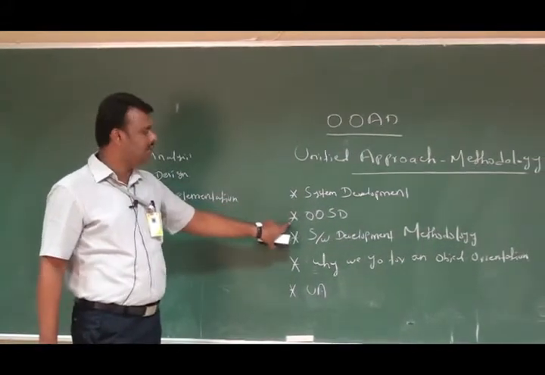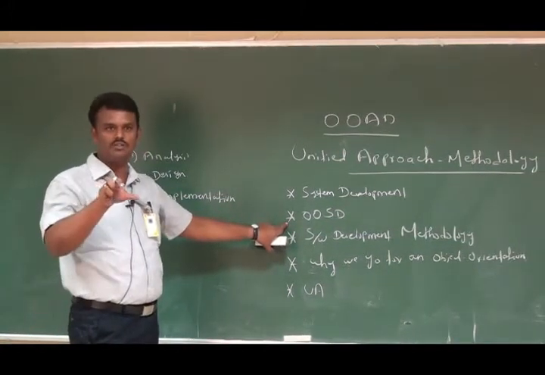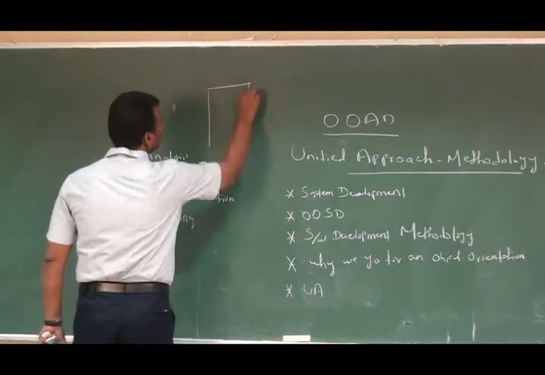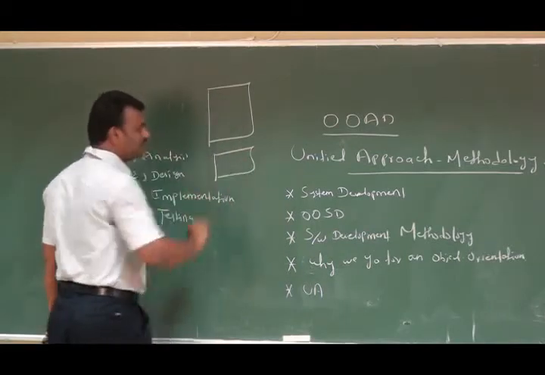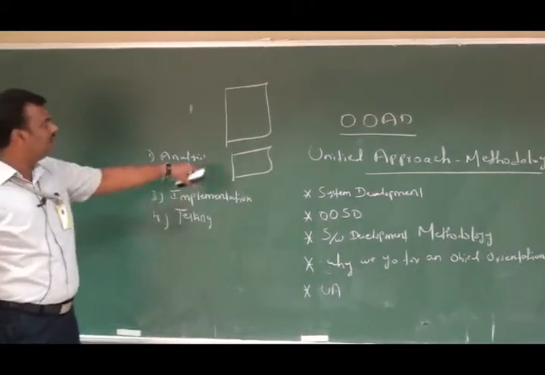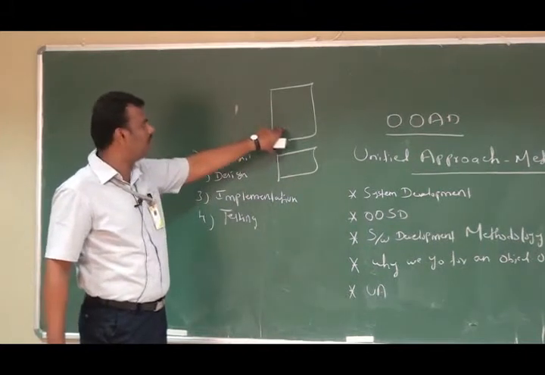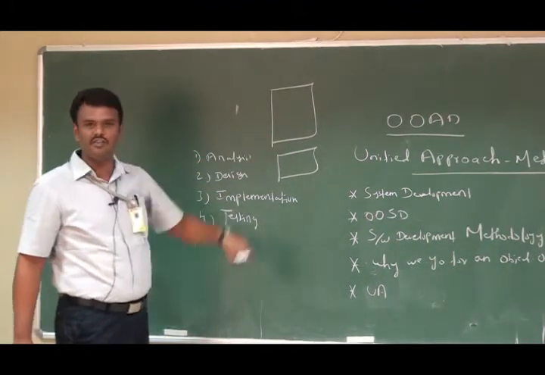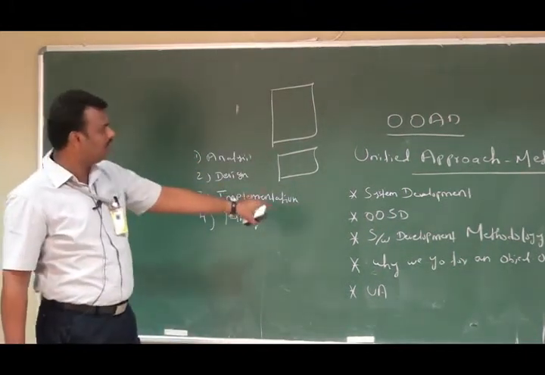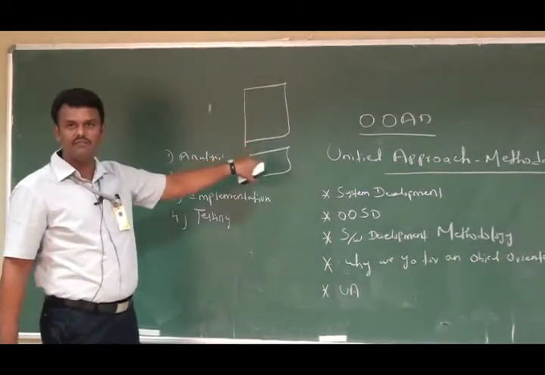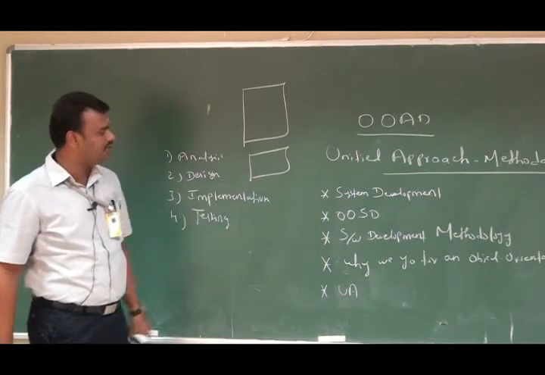Then what do you mean by object-oriented system development? Object-oriented system development is a way to develop software by building self-contained modules. What is the purpose of self-contained modules? So that we can easily replace and modify. Suppose we are going to change or modify a particular part, we can easily change that particular part. That is object-oriented system development.